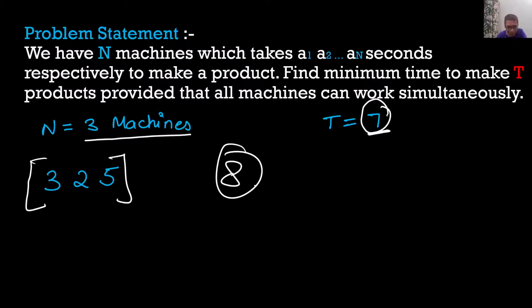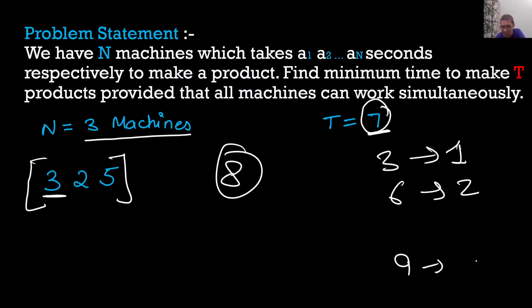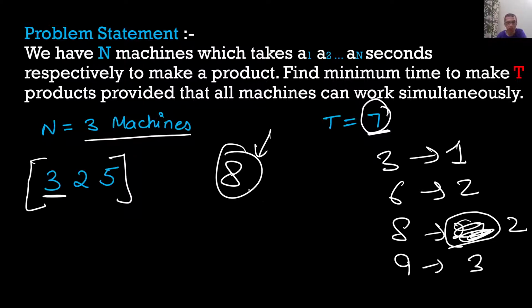Let's understand how. The first machine, in 3 seconds, will make one product. In 6 seconds, it will make 2 products. In 9 seconds, it will make 3 products. So in 8 seconds, will it make 2.7 products or something? The answer is no. Either it will make a product or not. So in 8 seconds, it will make 2 products, so the first machine contributes 2 products.